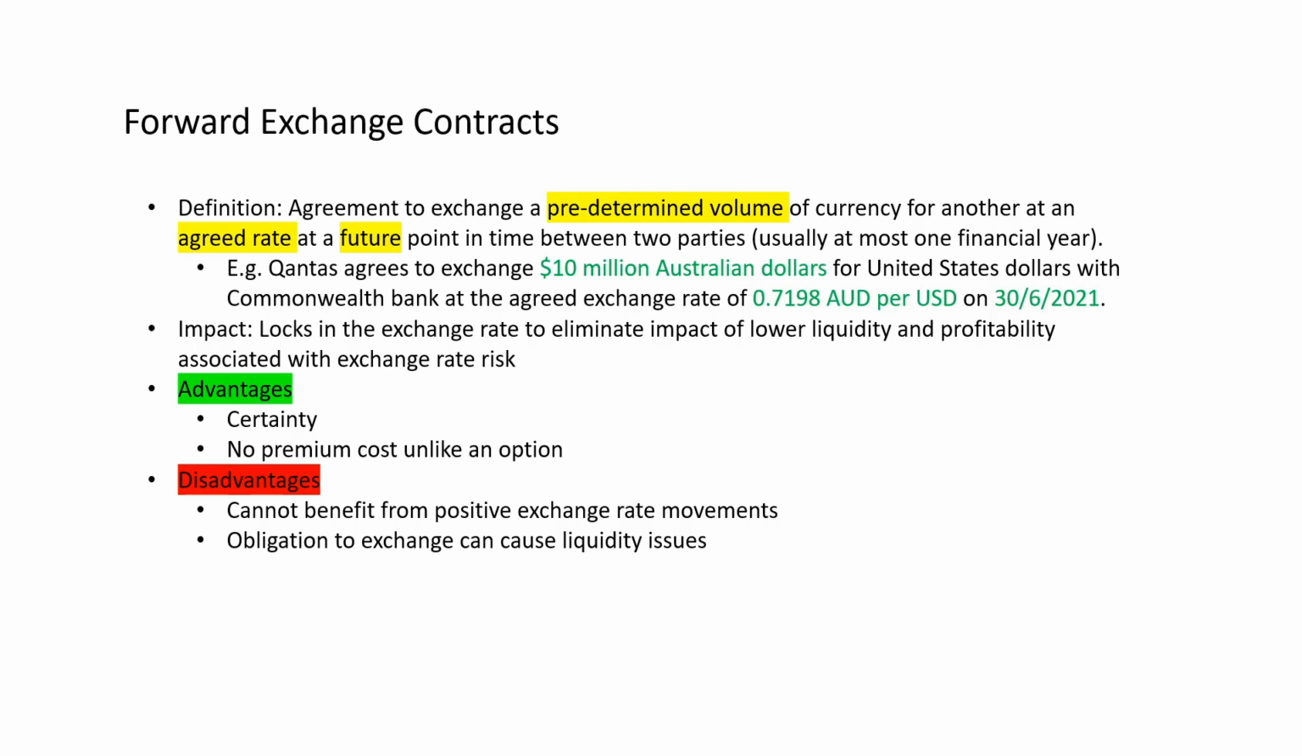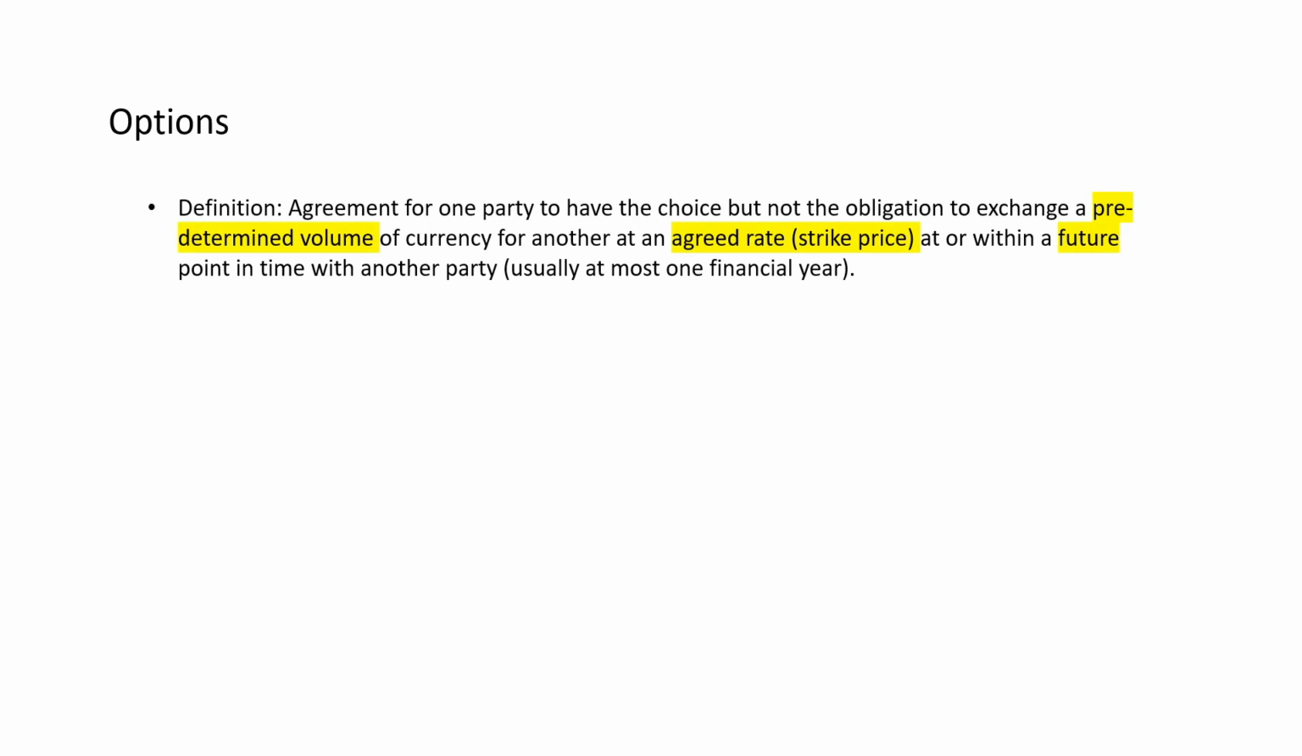And so now we'll move on to options. What's an option? Well, it's an agreement for one party to have the choice but not the obligation to exchange a predetermined volume of currency for another at an agreed rate, what we call the strike price, at or within a future point in time with another party. And just like forward exchange contracts, options are usually settled at most within one financial year.